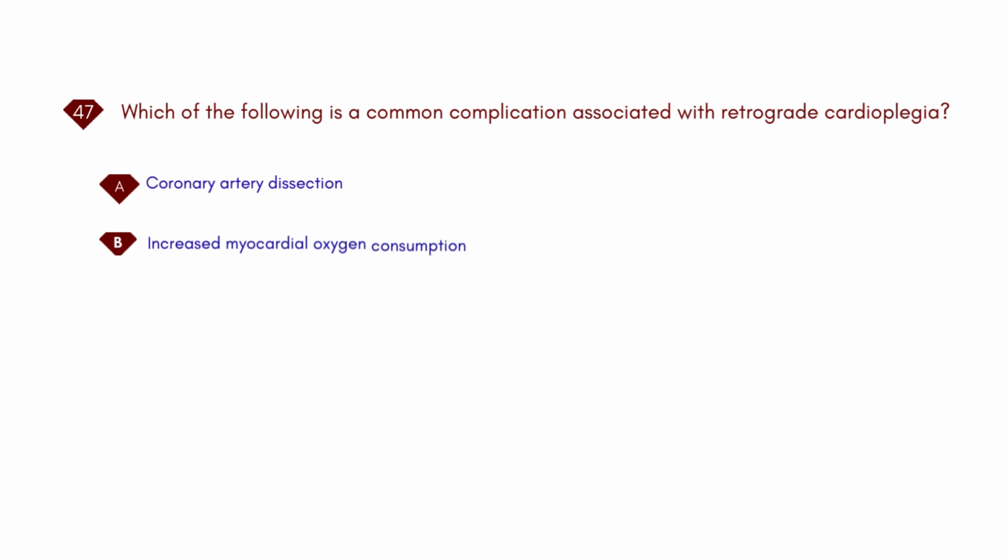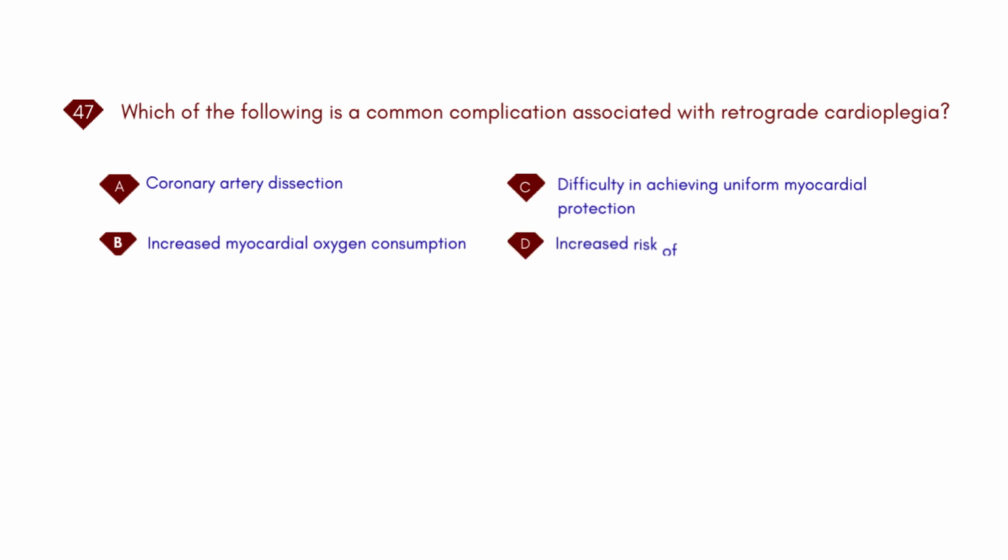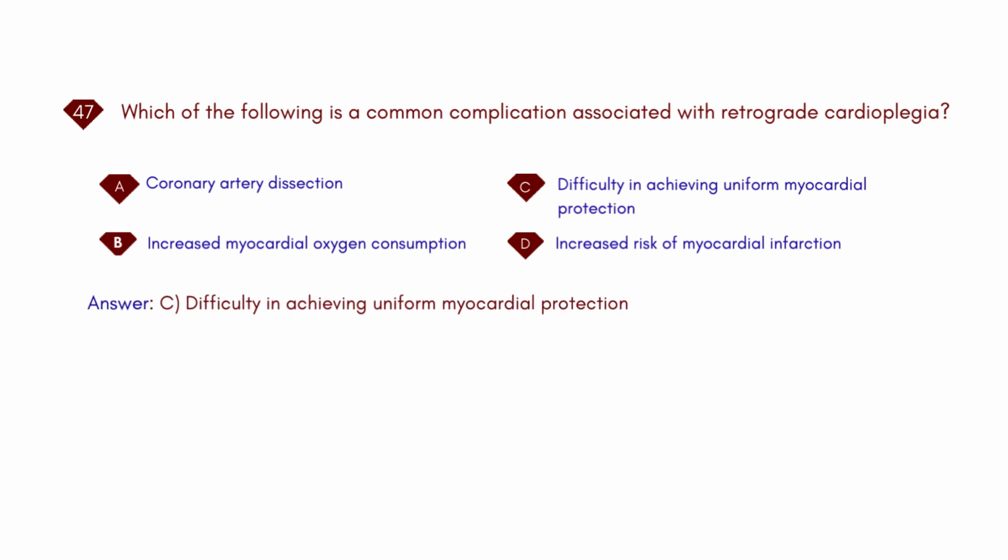Which of the following is a common complication associated with retrograde cardioplegia? A. Coronary artery dissection. B. Increased myocardial oxygen consumption. C. Difficulty in achieving uniform myocardial protection. D. Increased risk of myocardial infarction. Answer: C. Difficulty in achieving uniform myocardial protection.